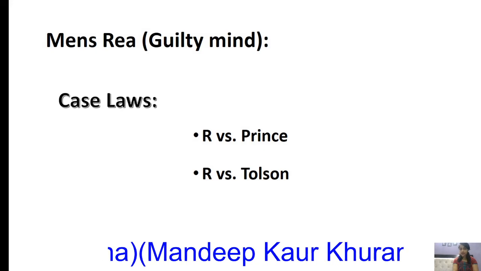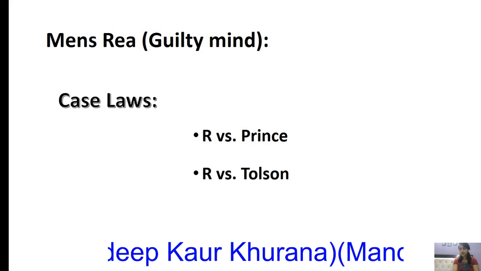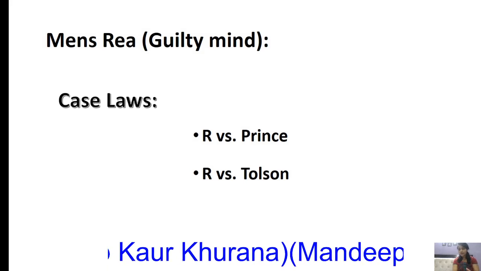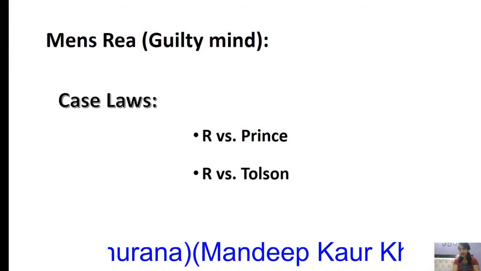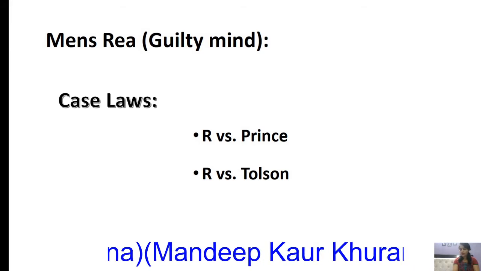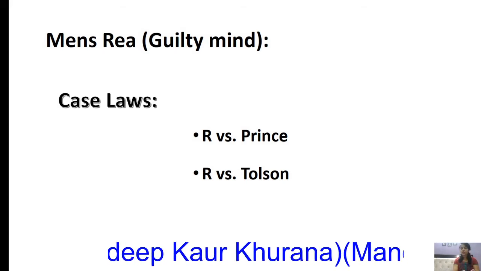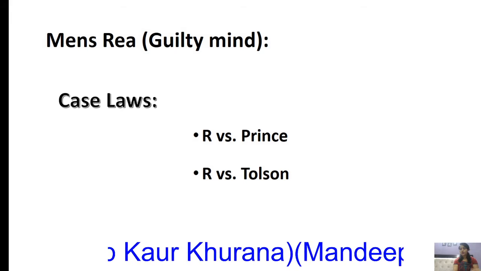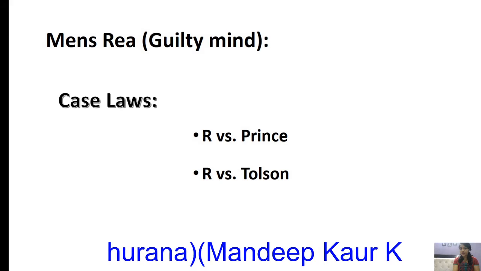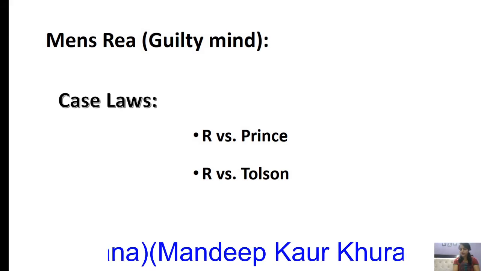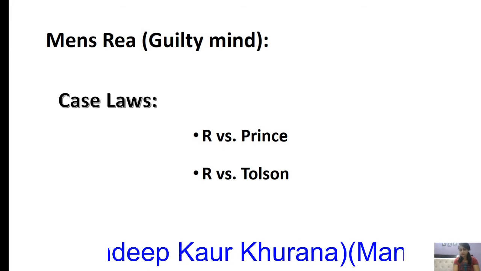But in this case, the fact is Mrs. Tolson had the knowledge that he had died. That's why she performed the second marriage. She did not have any intention to commit any type of crime. Actually, she did not have any mens rea.